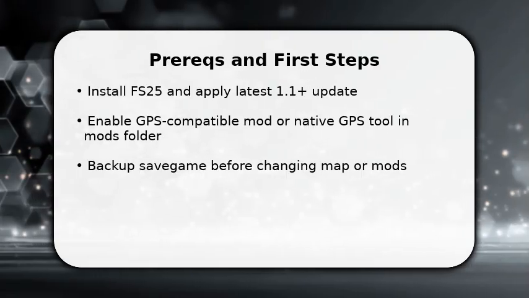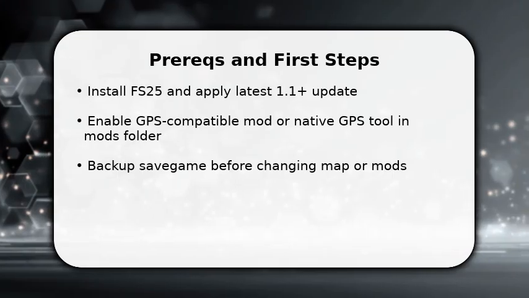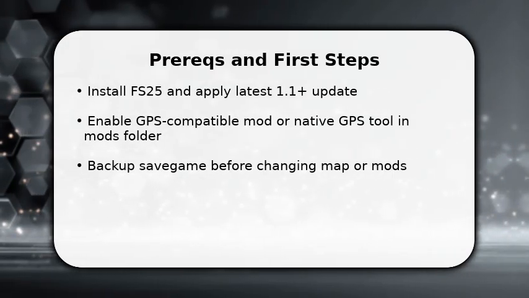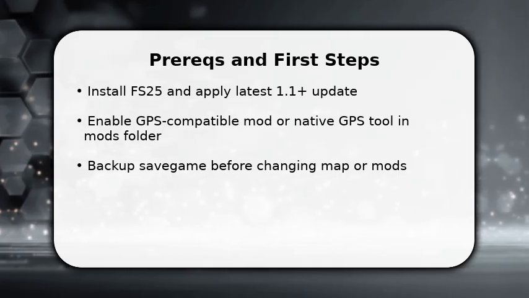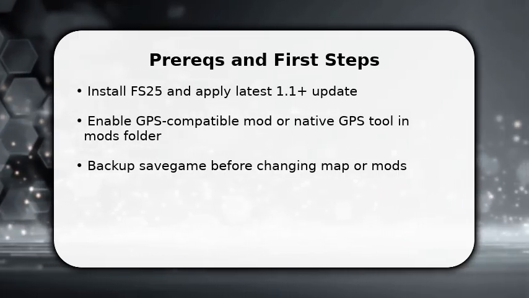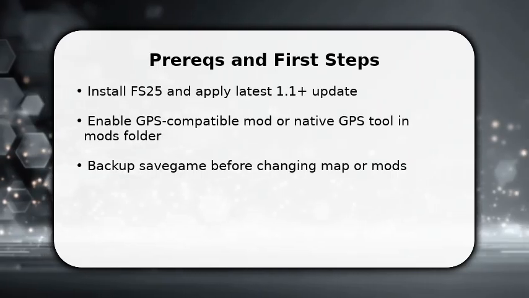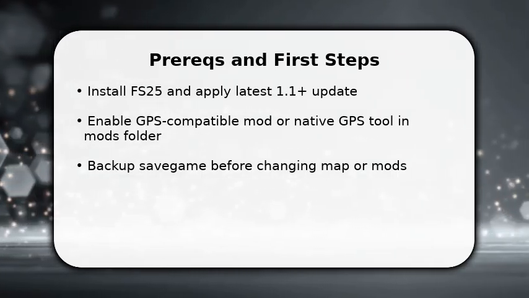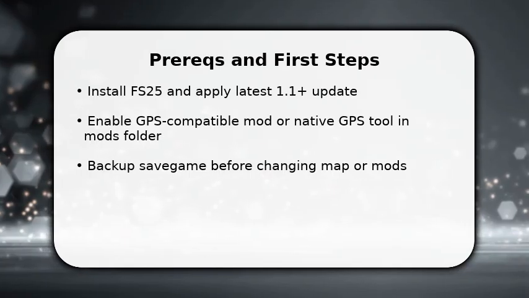You start by confirming the essentials: a patched FS25 and the GPS mod or built-in GPS available. Copy the GPS mod into the mods folder and load your save. This makes it visible to the game. Once done, activate the mod from the in-game mods menu and restart if required. This registers files and assets.